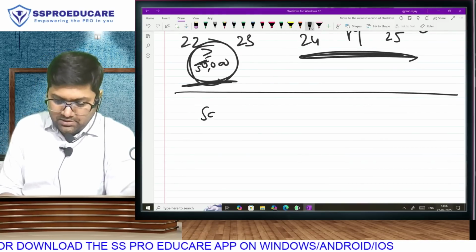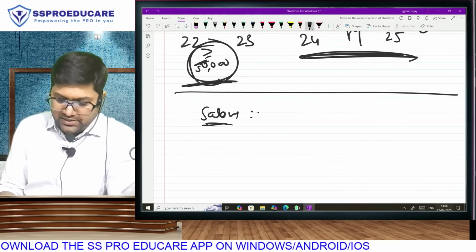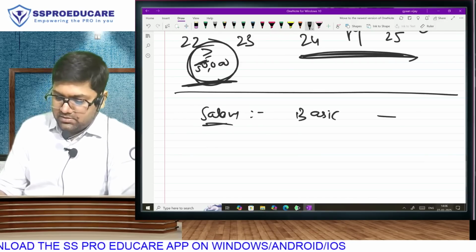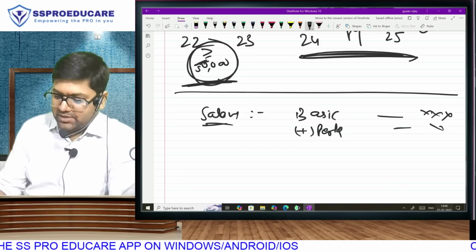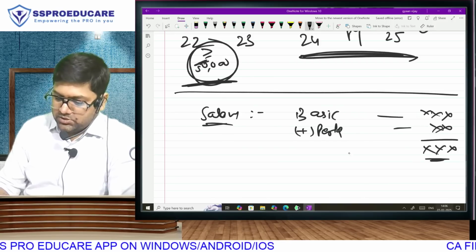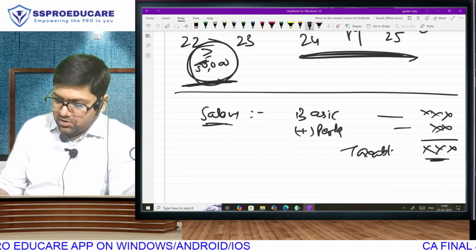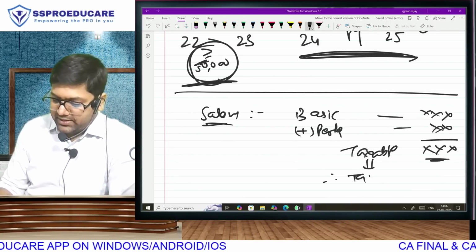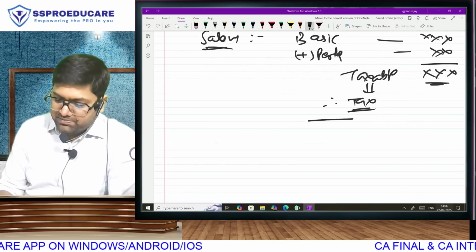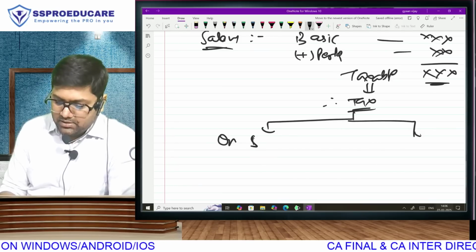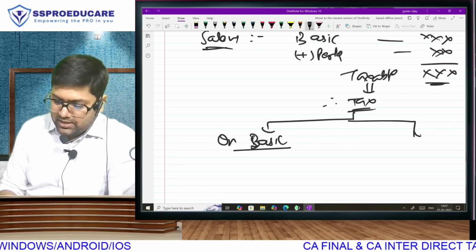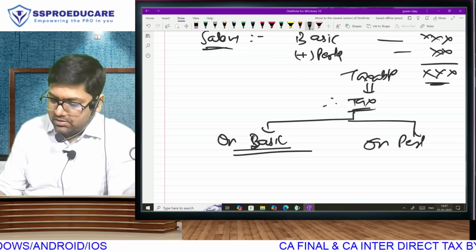My salary computation will contain my basic salary plus my perquisites. Do you understand perquisites are taxable? So this is my taxable amount. On this taxable amount, I will be calculating tax. This tax will be divided in the ratio of how much tax is calculated on my basic salary and how much tax is calculated on my perquisites.